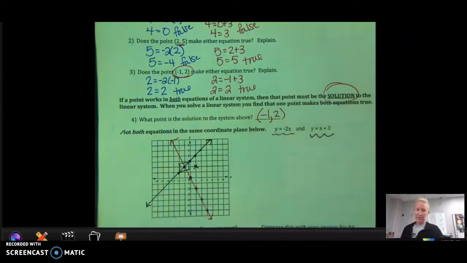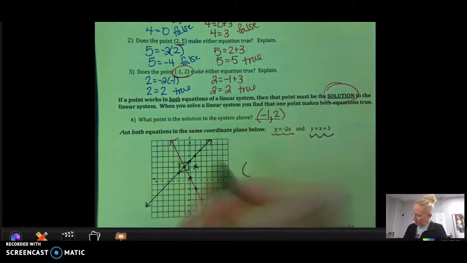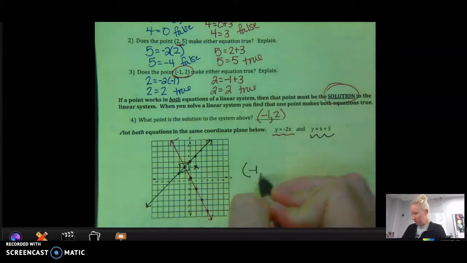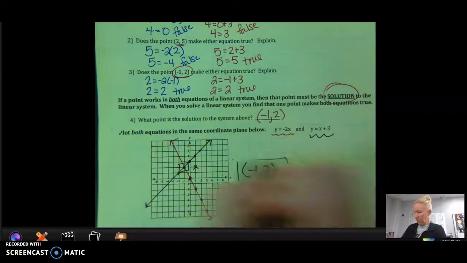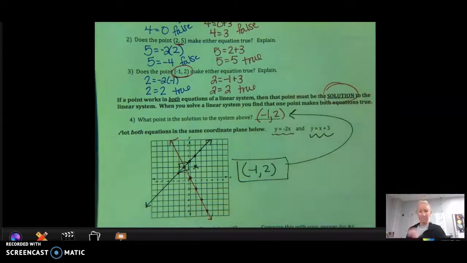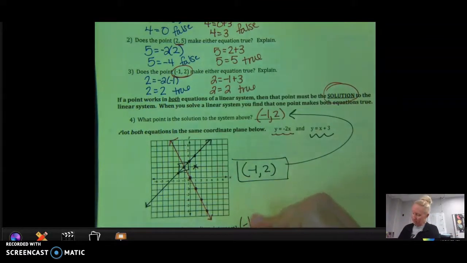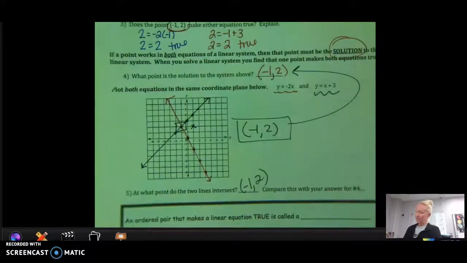If you notice, they cross right there. That point that they cross is back 1, negative 1, up 2, which is the same answer that we found up here. Okay, so that's what it looks like when you're graphing. At what point do the two lines intersect? They intersect at negative 1, 2, which we already decided earlier was the solution. And that's the same thing as what we got in number 4.